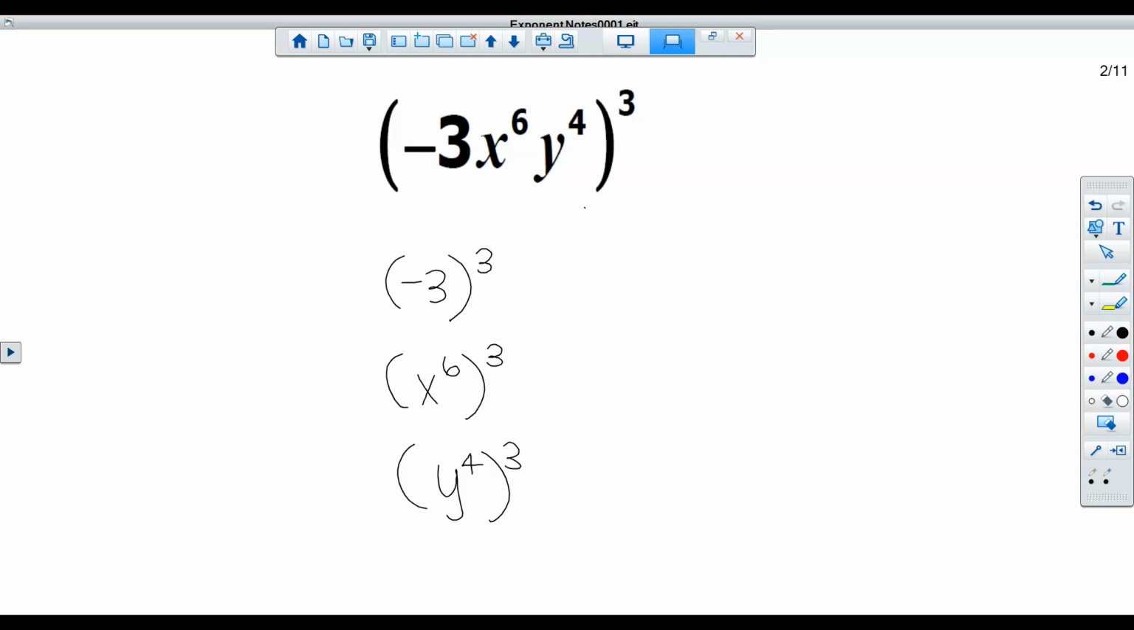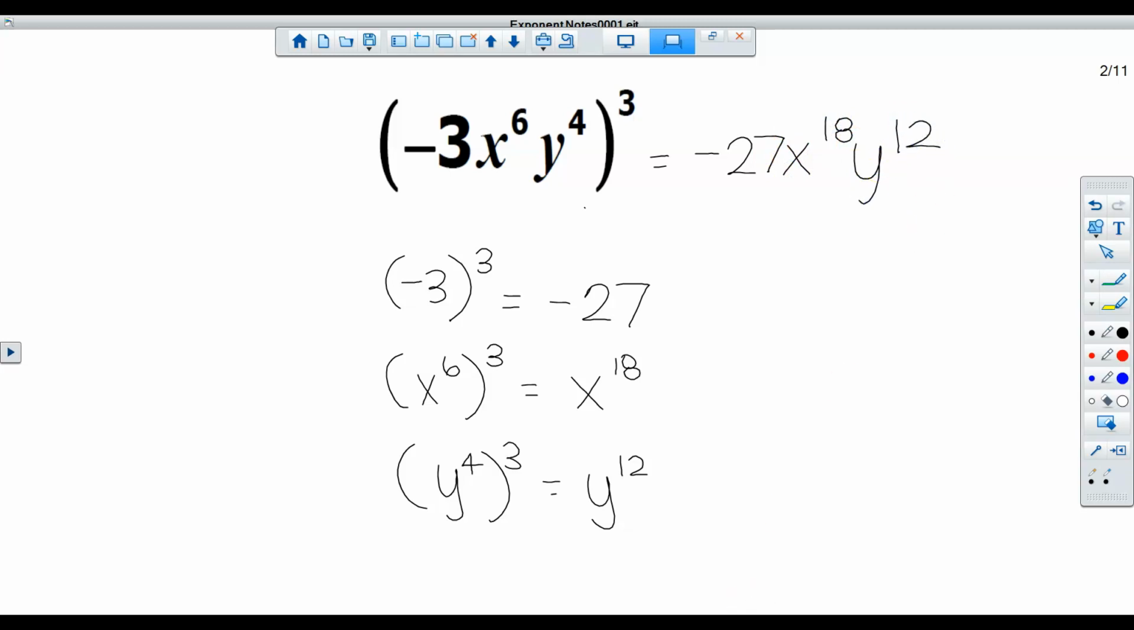Now, if I use my calculator and I do -3 to the third power, I'm going to get -27. And then for power to a power rule, we know that we multiply these two exponents together. So for x, we'll do 6 times 3 and get 18. And then for y, we'll do 4 times 3 and get 12. So the coefficient gets raised to the power on the calculator, and then for each variable, we multiply the two exponents together. So this is going to be -27, x to the 18th, y to the 12th.